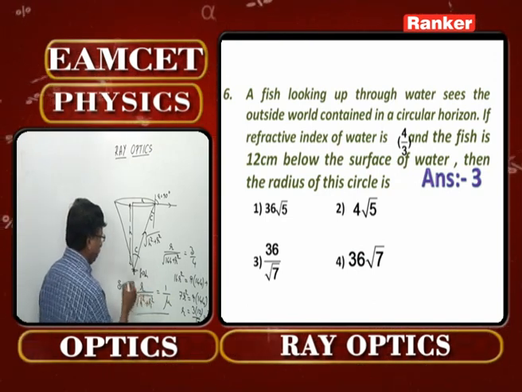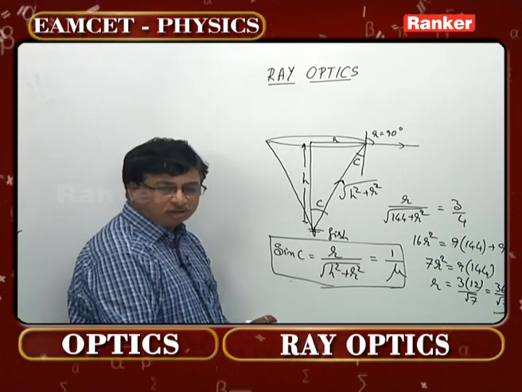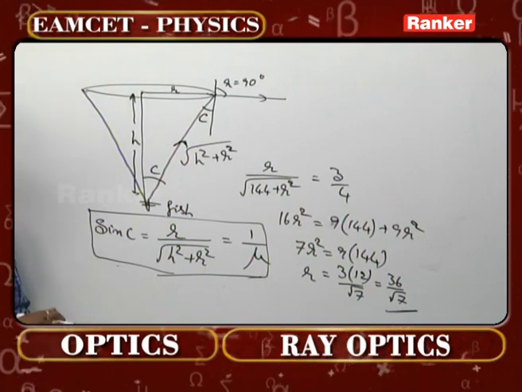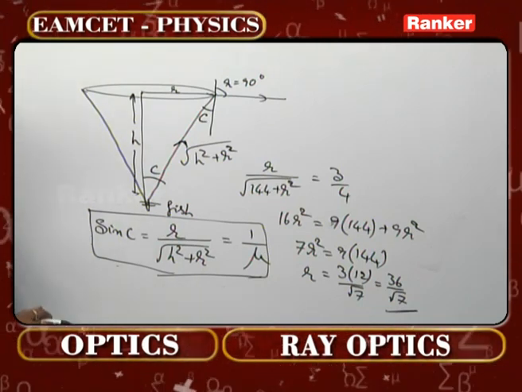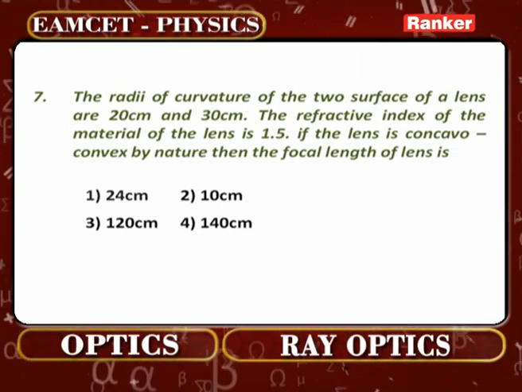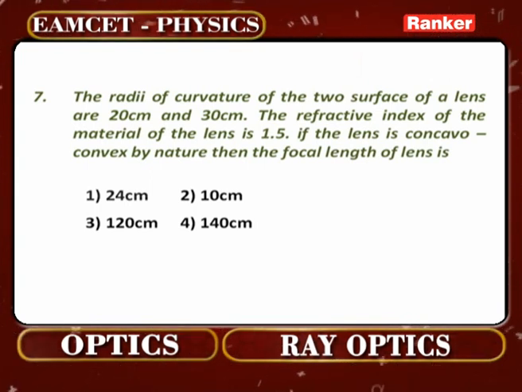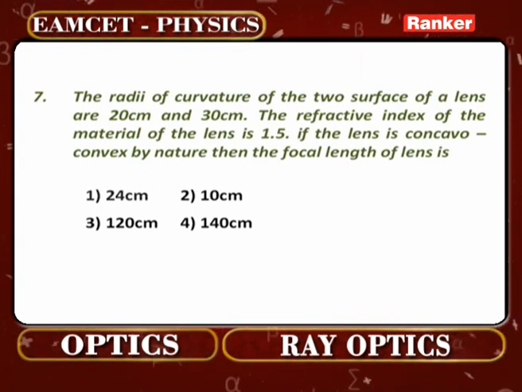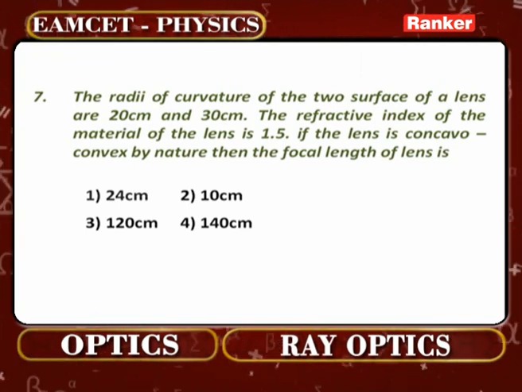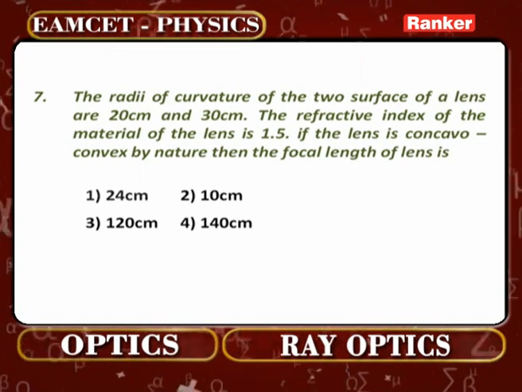Right. So this formula, if you can remember, any question related to a fish inside water, which is an application of total internal reflection, everybody can work out easily. Let us check the next problem. Problem number 7. The radii of curvature of the two surfaces of a lens are 20 centimeter and 30 centimeter. Refractive index of the material of the lens is 1.5. If the lens is concavo-convex by nature, then the focal length of the lens will be how much? That is the concept.